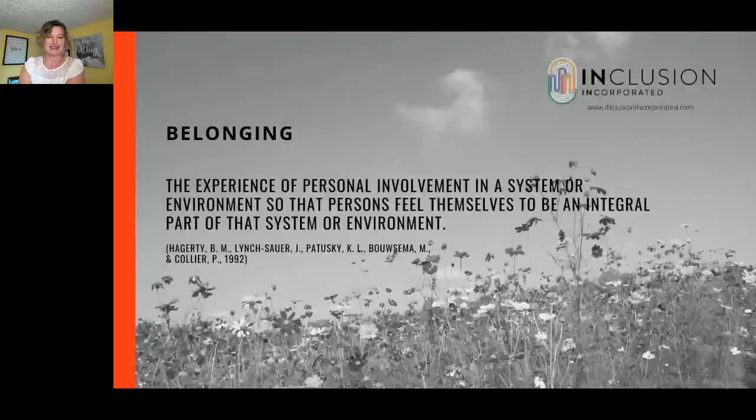Okay, well, we're going to flip back to a definition of belonging and see what our definition has to say. So our definition is the experience of personal involvement in a system or environment so that persons feel themselves to be an integral part of that system or environment. Again, you have this definition in your workbook to use. And so thinking about that, and I know I flagged when it came into the chat box, the fitting in piece. So we're going to watch a little video about belonging, and this is by the amazing Brené Brown.